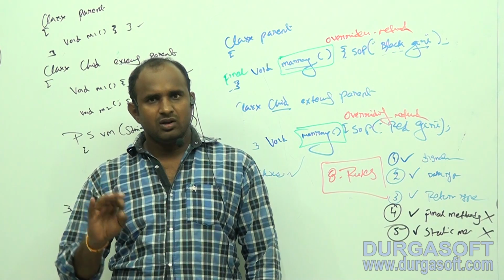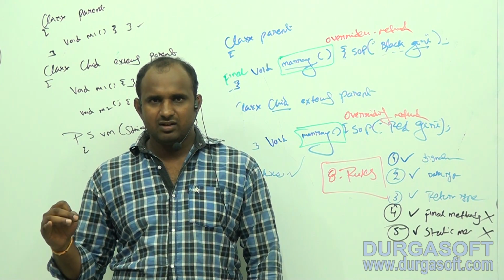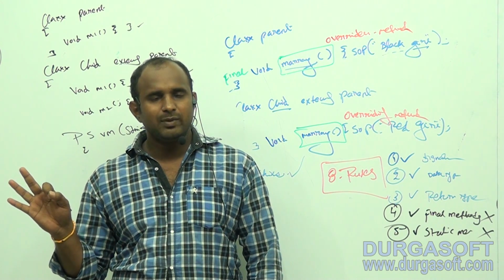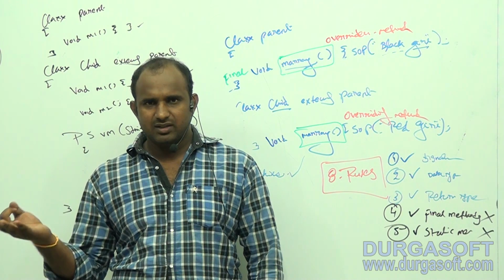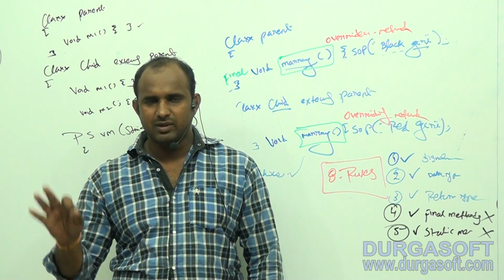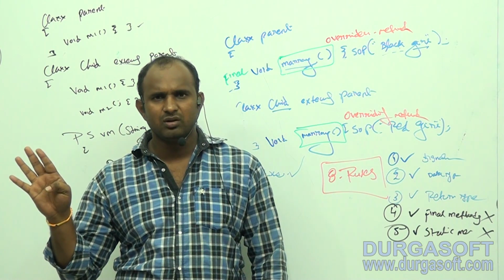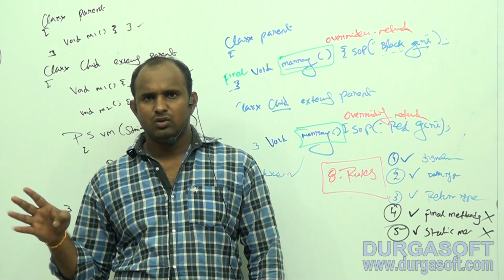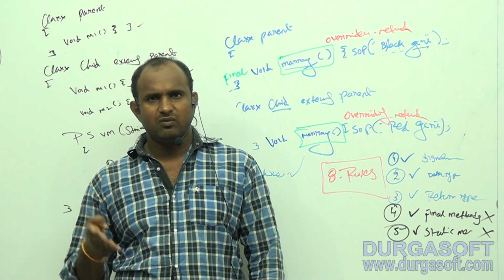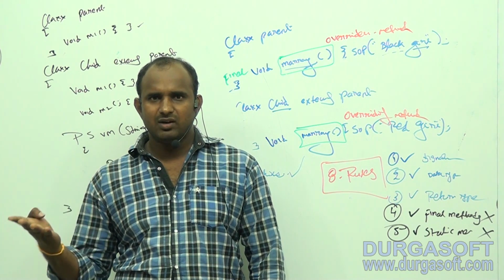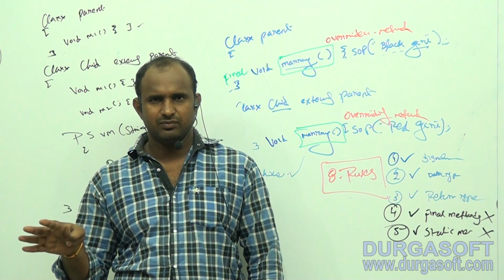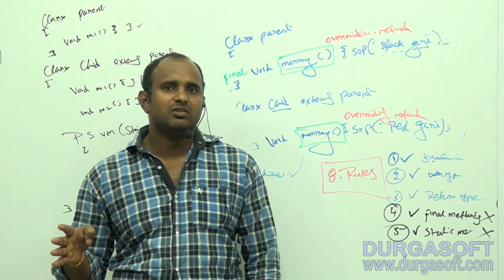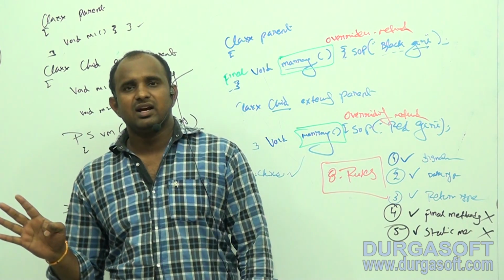Rule number 3, it is possible to change the return type of the methods by using which concept? Covariant return type concept. What do you mean by covariant return type here? The child class method return type is a child type, parent class method return type is a parent type. Rule number 4, it is not possible to override the final methods in Java. So you know final class means cannot extend, final methods means cannot override, final variables means cannot reassign. Final class variables are not final, but final class methods are final.